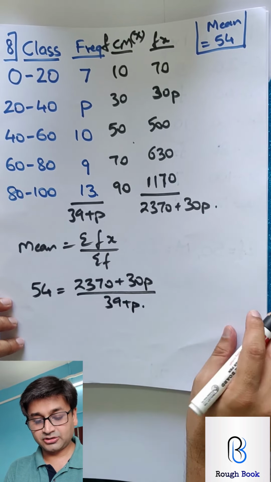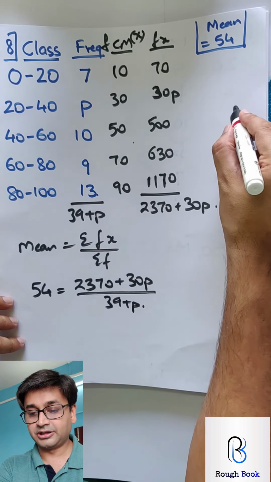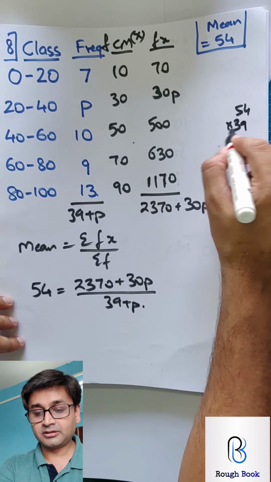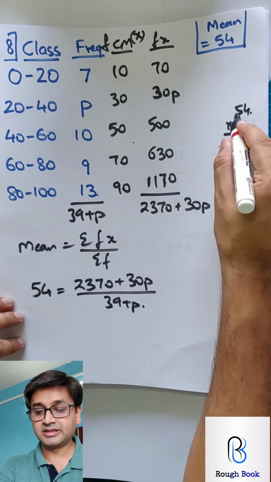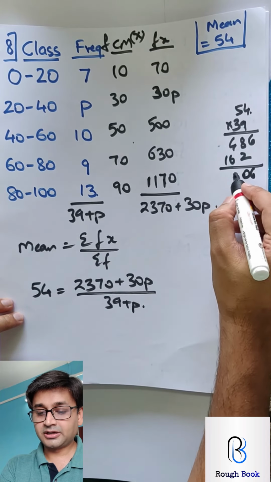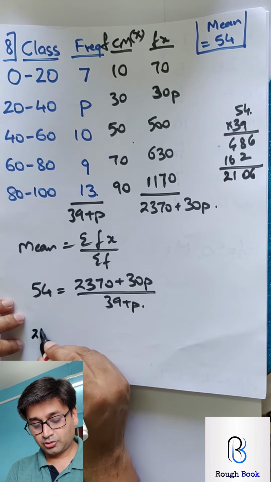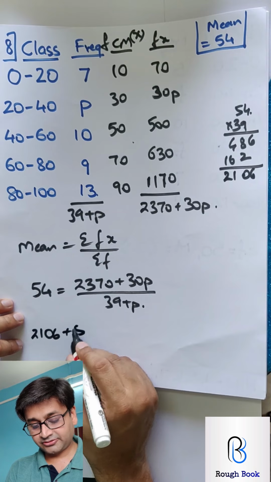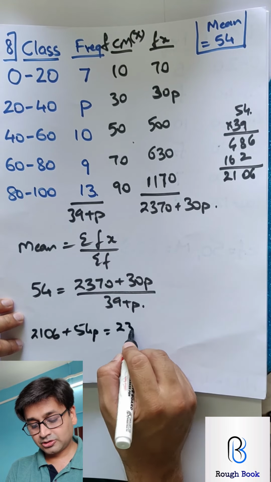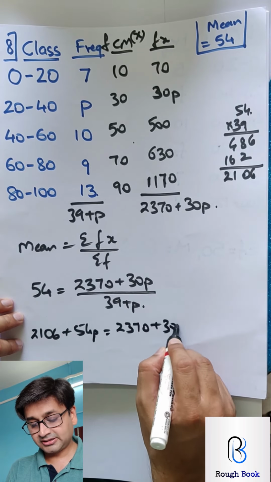Let's cross multiply. So I'll have to multiply 54 by 39. 9 4s are 36, 48, 12, 15 and 1 is 16. So 6, 10, 10 and 1 is 11, 2. So I get 2106 plus 54p equals 2370 plus 30p.